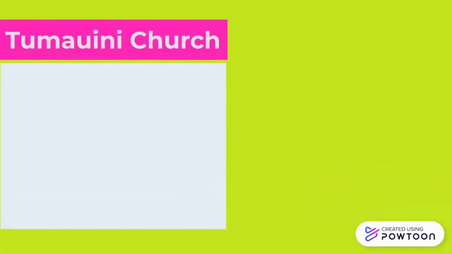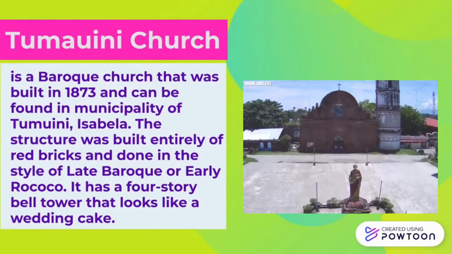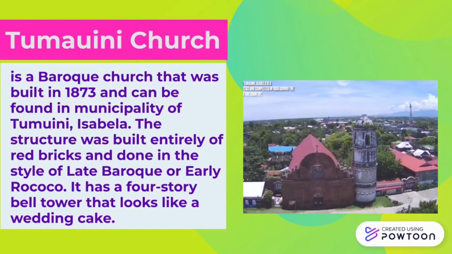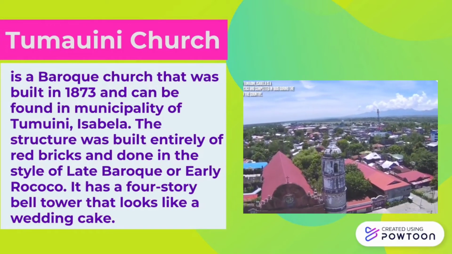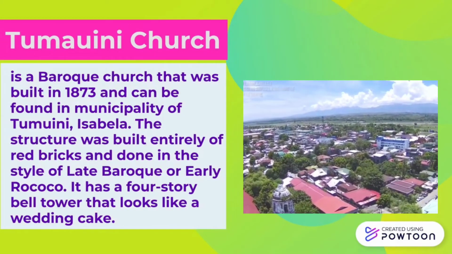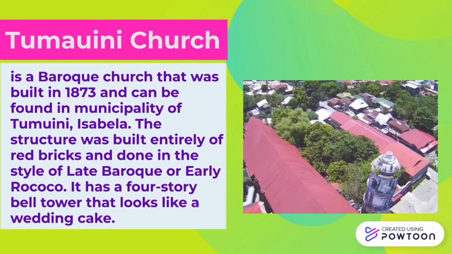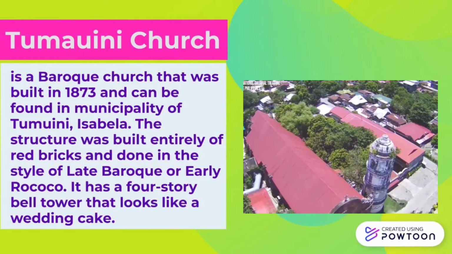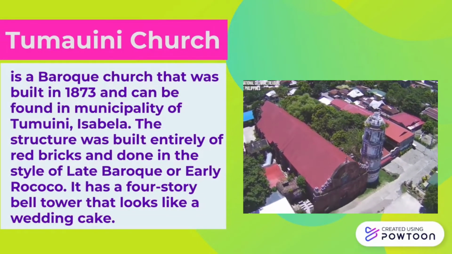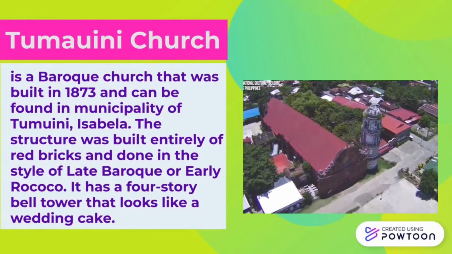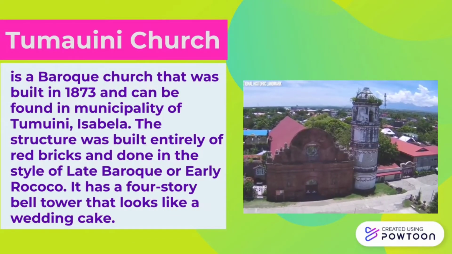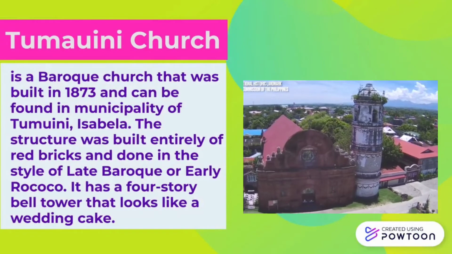The next one is Tumauini Church. It is a Baroque church that was built in 1873 and it can be found in the municipality of Tumauini, Isabela. The structure was built entirely of red bricks and done in a style of late Baroque or early Rococo. It has a 4-story bell tower that looks like a wedding cake. It is a Roman Catholic parish church of San Matias Apostol, and it is considered the most artistic brick sculptures in the country.